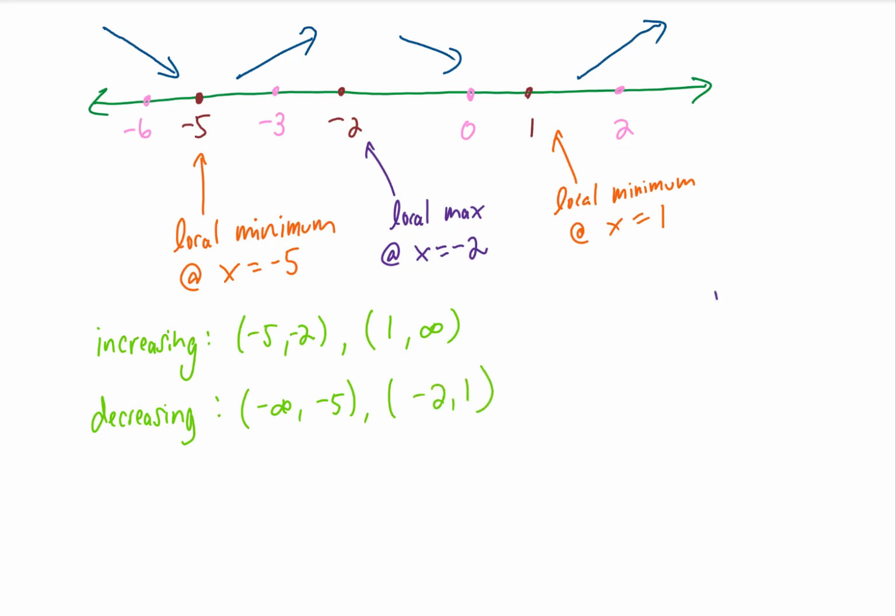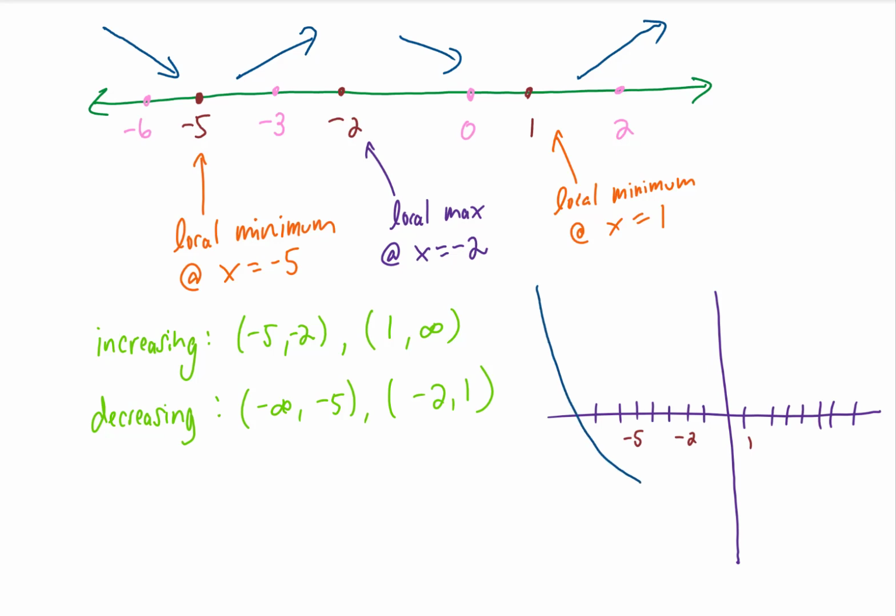As far as a quick sketch of what this function might look like, we can try to put all this information together. We have our 3 critical points at negative 5, negative 2, and 1. Our function decreases until it gets to x equals negative 5, and then it starts to increase until it gets to x equals negative 2. It decreases again until it gets to x equals 1, and then increases all the way off to infinity.